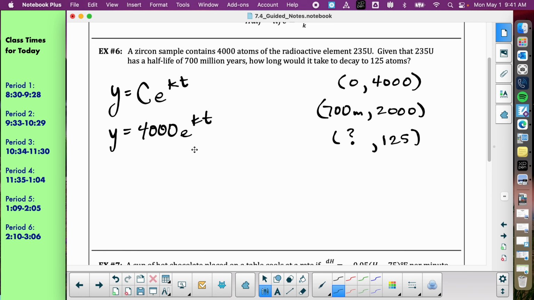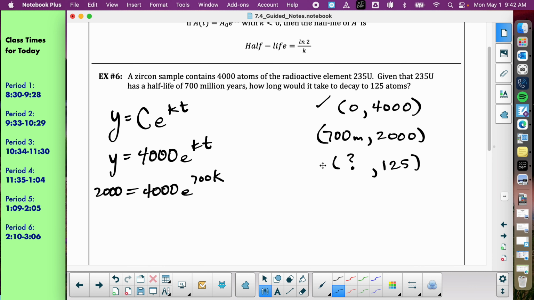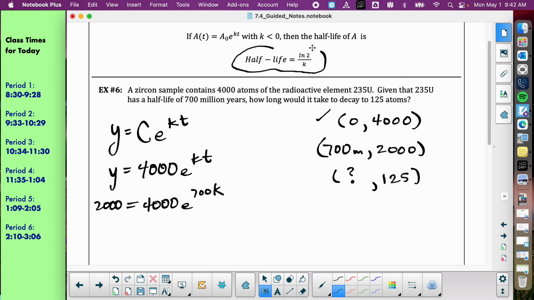And then to figure out k, we use the second data point, the 700 million, 2,000 atoms. So 700 million years, I'll put 700 in place of t, equal to 2,000. Now, up above this, I am not a fan of you memorizing that. It technically does work. The k value is always going to be ln of 2 divided by your half-life number.